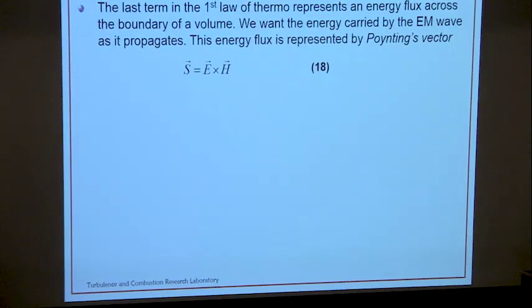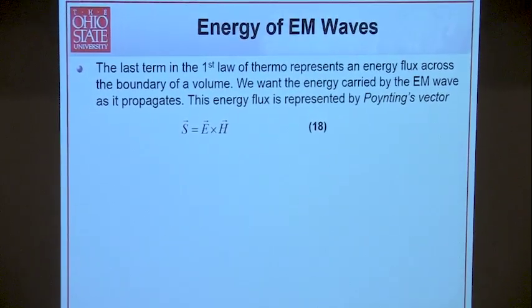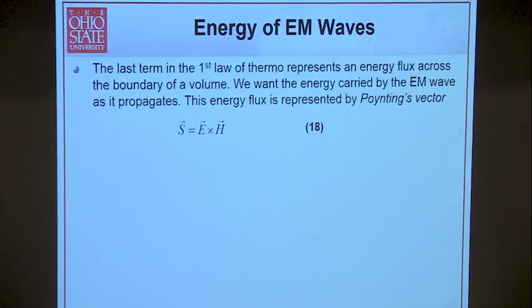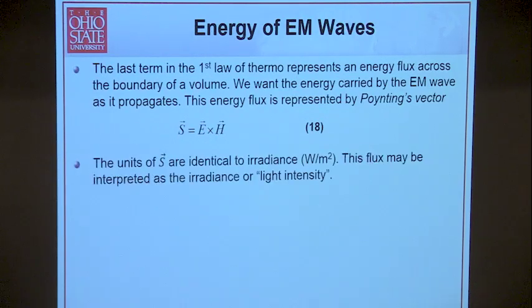So what we want is the energy carried by the EM wave as it propagates. This is what you care about. This energy flux is referred to as Poynting's vector, and it's E cross H, okay? And really, what is this? This is a radiance. This flux is interpreted as the light intensity. This is the intensity that's being propagated by your EM wave. That's the intensity of either your laser beam or the light that's emitted, okay?